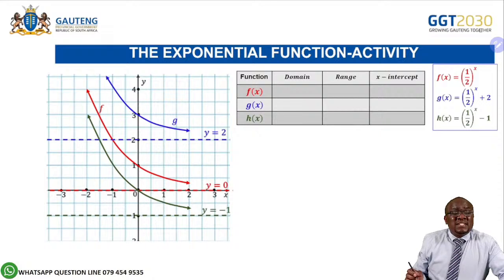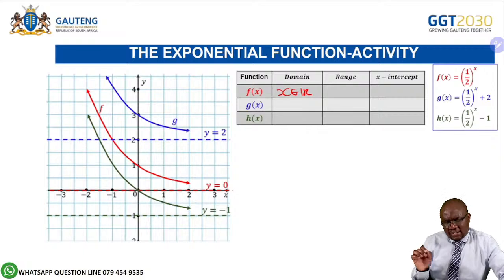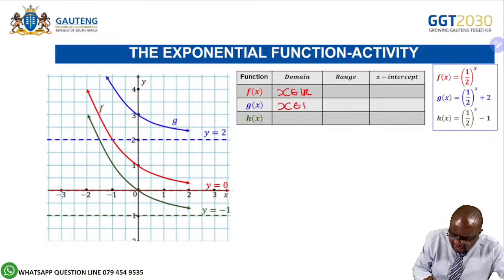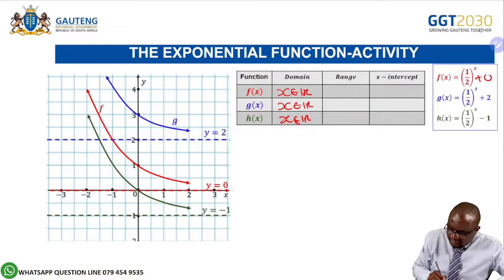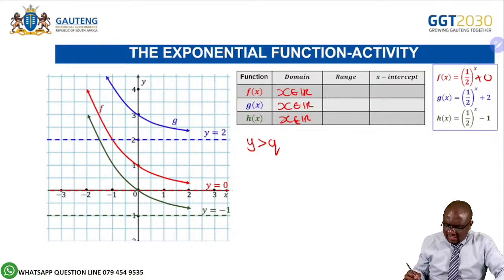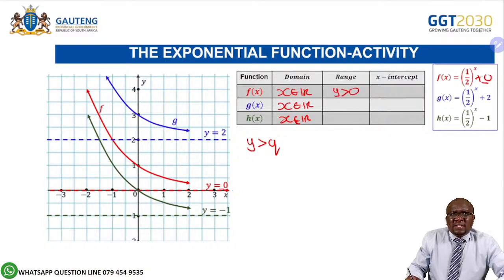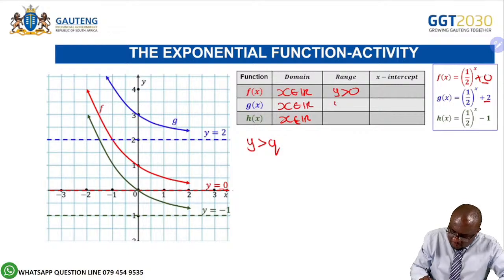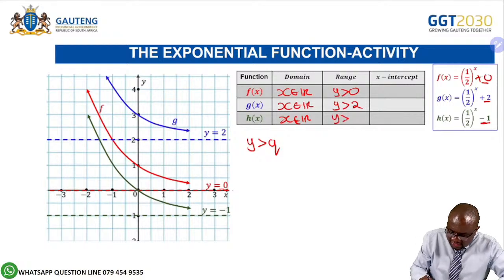Right, the domain, does it change? No. x is an element of the real numbers. We can say x from negative infinity to infinity is still okay. The range, we said in our previous part of the lesson, will be y greater than q. Is it the same thing here? Yes, so it's going to be y greater than 0. Q is 2 here, so y greater than 2. And q is negative 1 here, so y greater than negative 1.